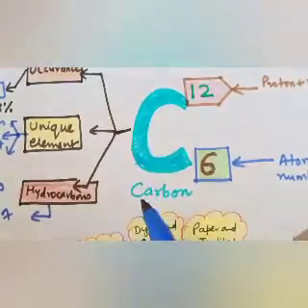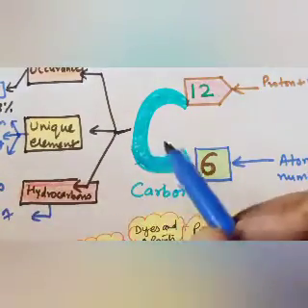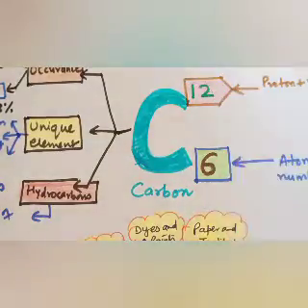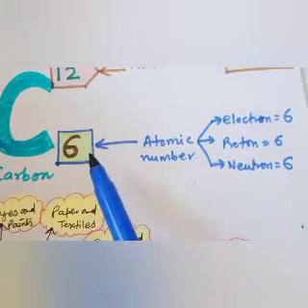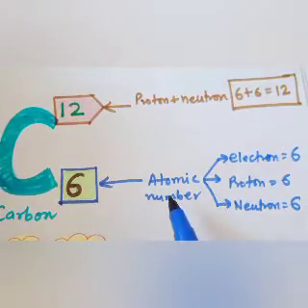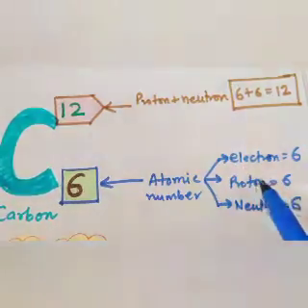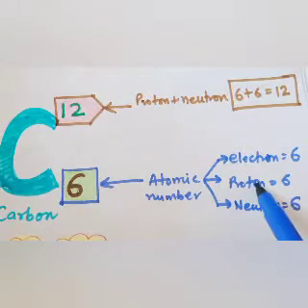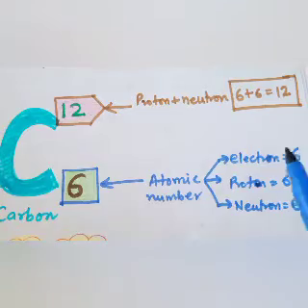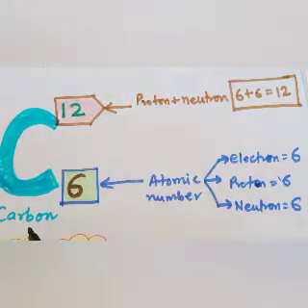Carbon is an element whose symbol is C. Its atomic number is 6, and its atomic mass is 12. And what is atomic number? The total number of protons present in an atom is called the atomic number. So there are 6 protons in carbon, 6 electrons in carbon, because protons and electrons are always the same, and 6 neutrons are there in carbon.